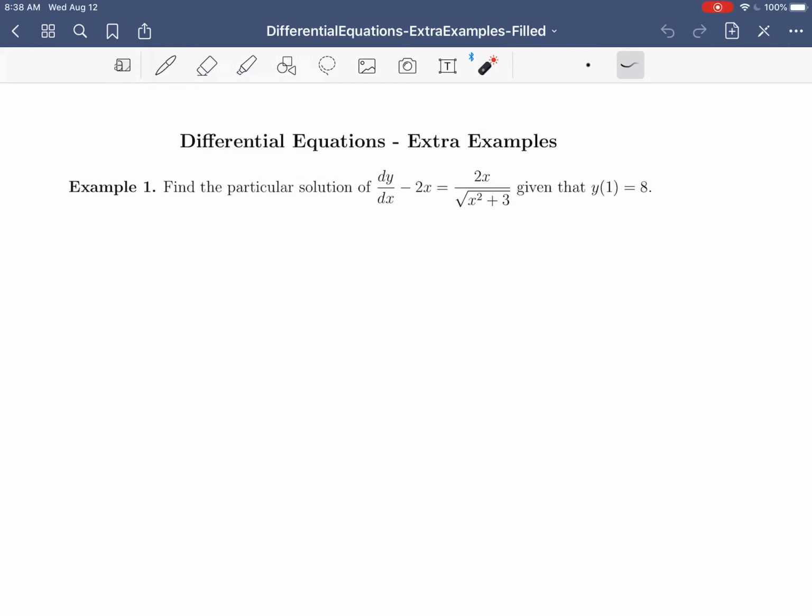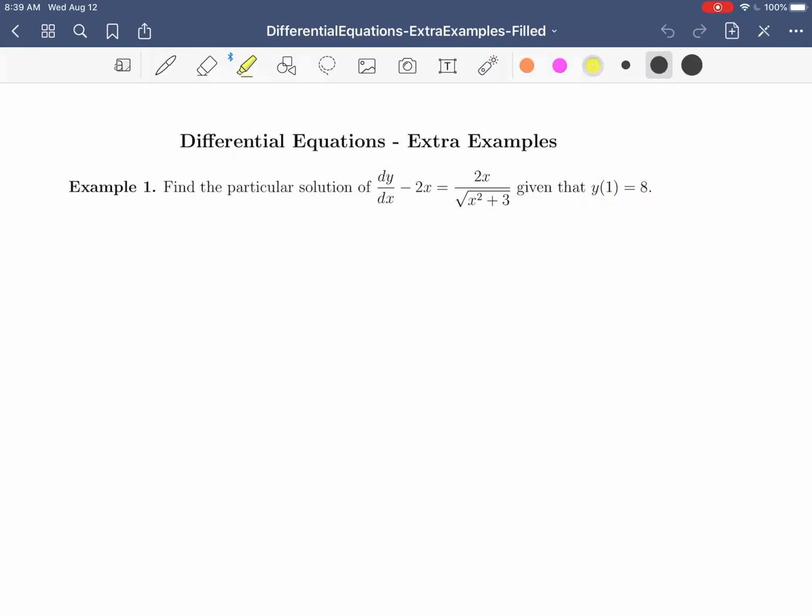In this video, we're going to do some extra examples solving some differential equations. Okay, so the differential equations. The first one we're going to start with looks particularly intense, but it turns out to be something we've already done before. And it's the initial value problem because they give us this initial condition.